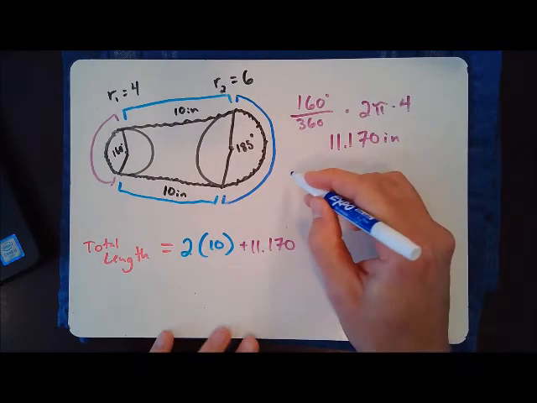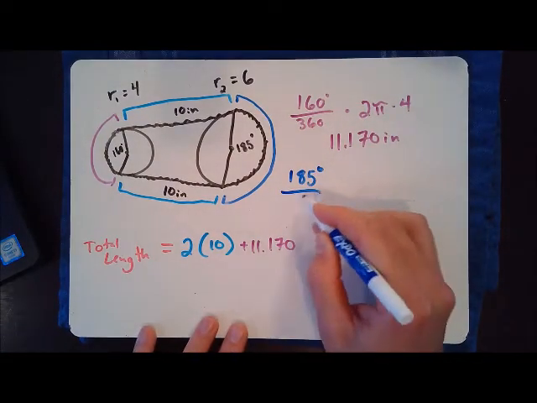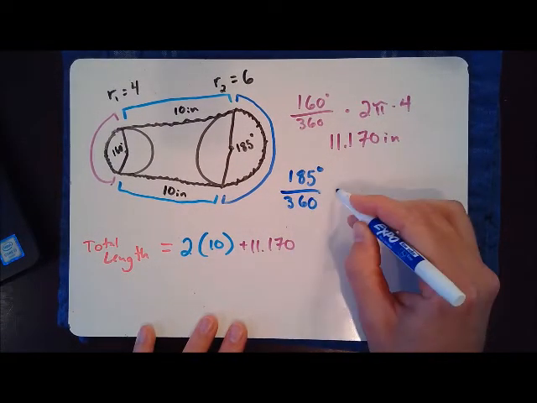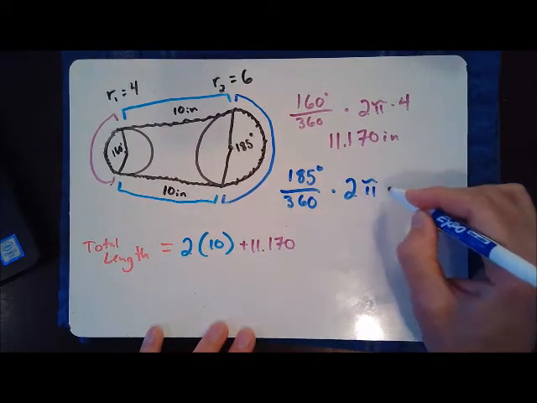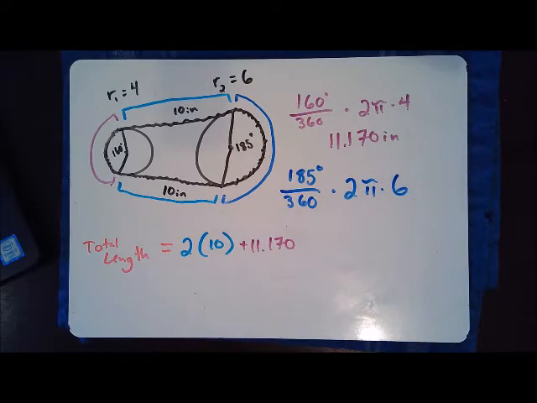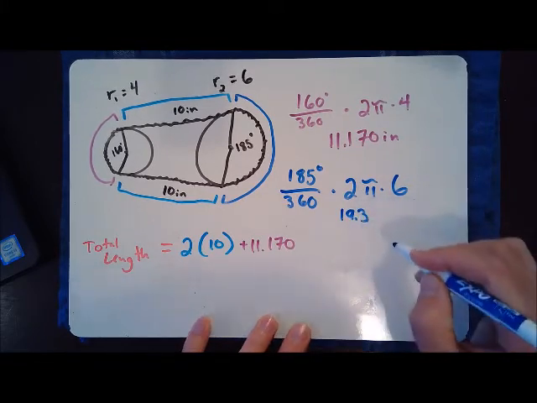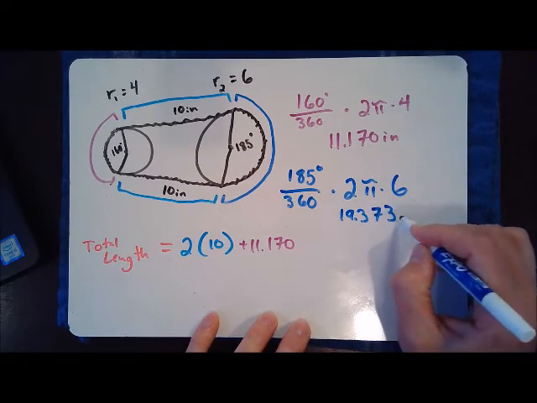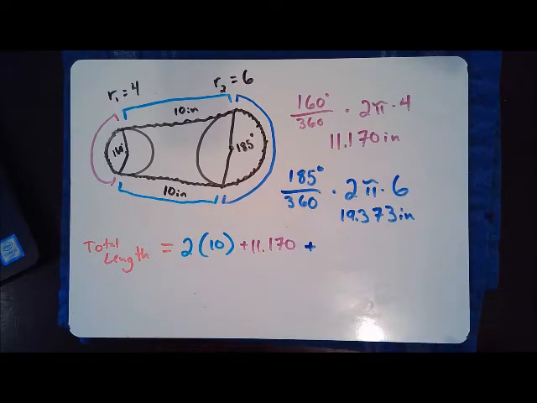So the larger arc length has a central angle of 185 degrees. So 185 over 360 times the circumference of that bigger circle, which is 2 times pi times 6. Again, I'm just going to multiply that out and get the answer to the nearest thousandth. 19.373 inches. And now I've got all the pieces I need.